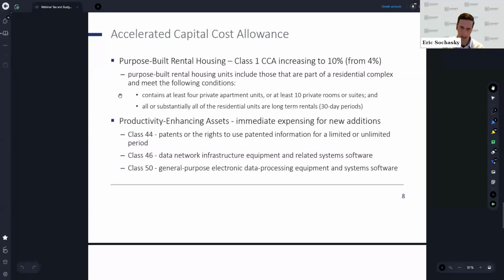Secondly, we're talking about a different asset class here, for productivity-enhancing assets: classes 44, 46, and 50. Think of anything that enhances your ability, whether in manufacturing or anything else, to increase productivity by investing in IT, in general, or anything like AI. It allows you to have immediate expensing for new additions. So if you buy it, you can expense it in the year you purchased it, as opposed to having to take deductions over time. This provides an immediate impact to put money into this type of productivity-enhancing equipment.